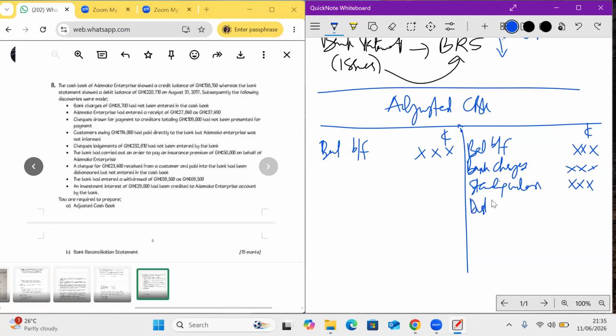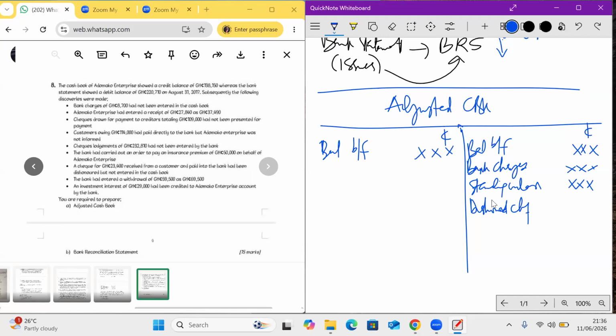Dishonored check. If the bank rejects a check, let's say a customer brought a check to the business, we will record it in the original cash book. They will take the check to the bank. The bank will say, we have rejected the check because of some reasons. Let's say the amount in words is not the same as the amount in figures, there are insufficient funds in the account, and other reasons.